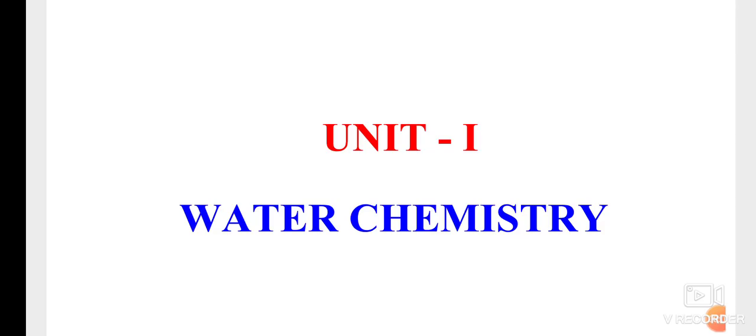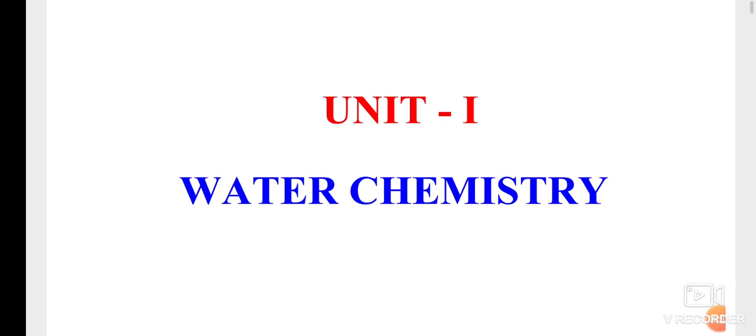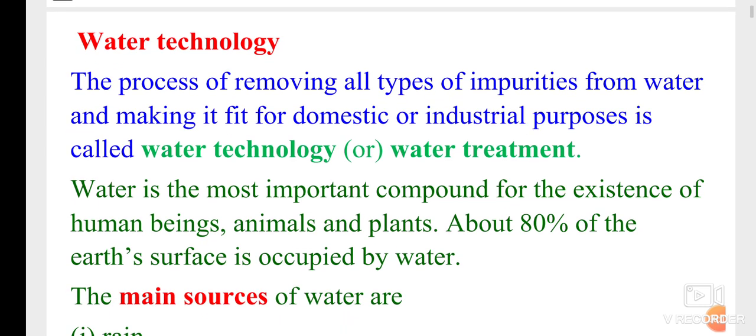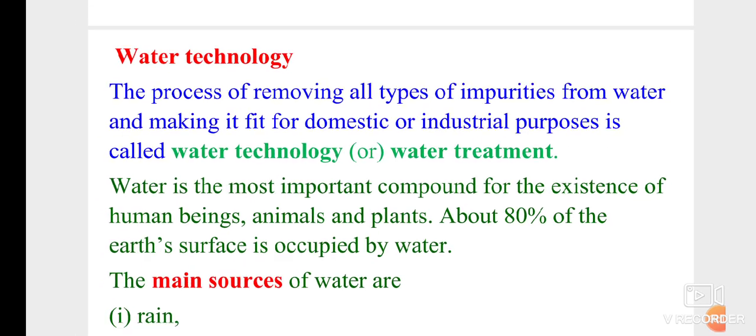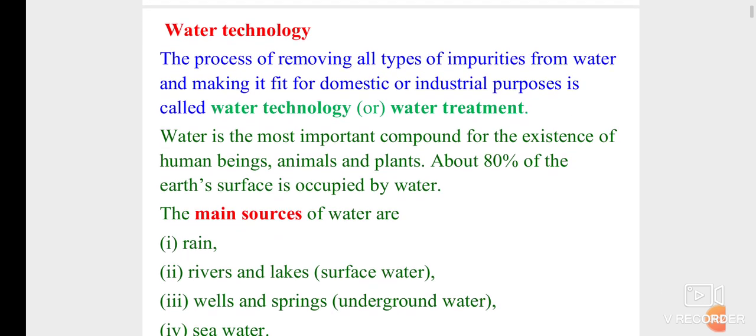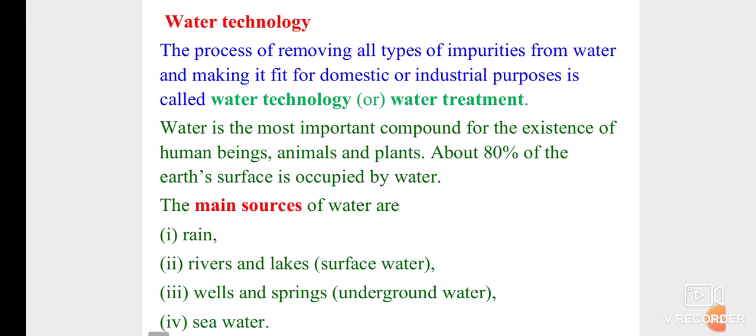Hi students, today we are going to discuss engineering chemistry, unit 1, water chemistry. So, what is the meaning of water technology? Water technology means the process of removing all types of impurities from the water and making it fit for domestic as well as industrial purposes.